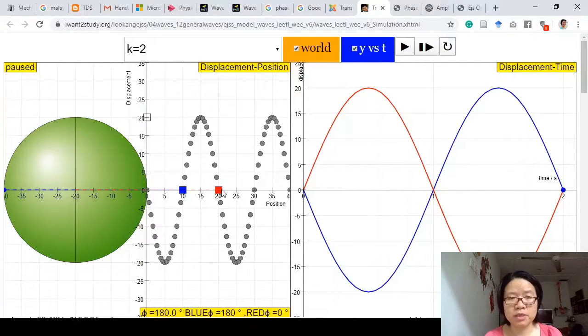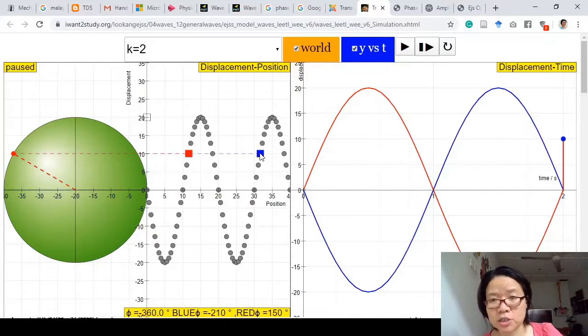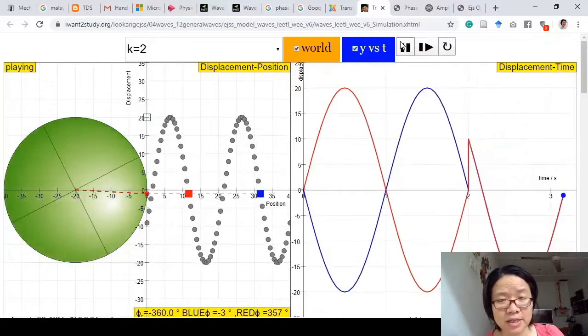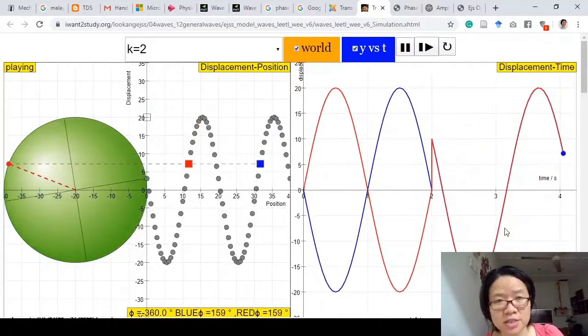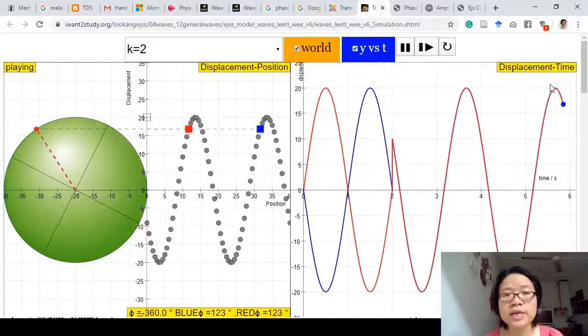Don't be confused when I interchange the idea of angle and distance, because the graph right beside the circle is against position, so it can be distance. It can also be angle, because all of these are sine and cosine. Once again, I've adjusted so that the separation between both reference points, red and blue, is lambda.